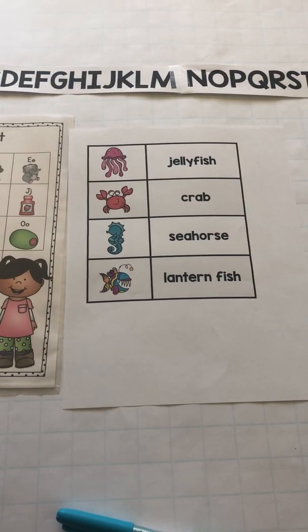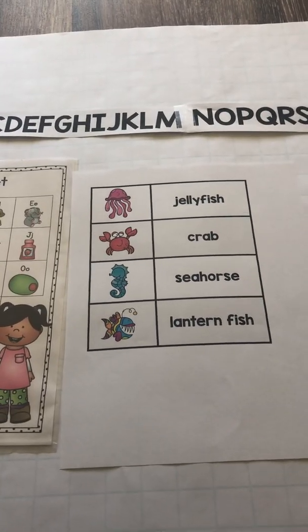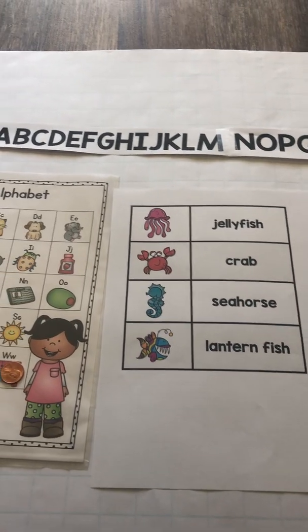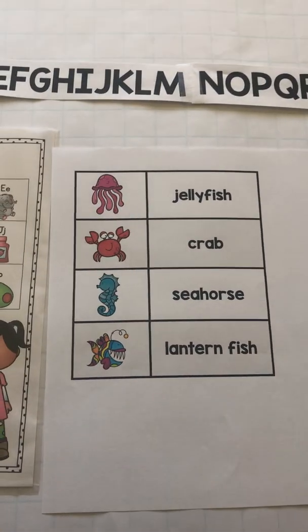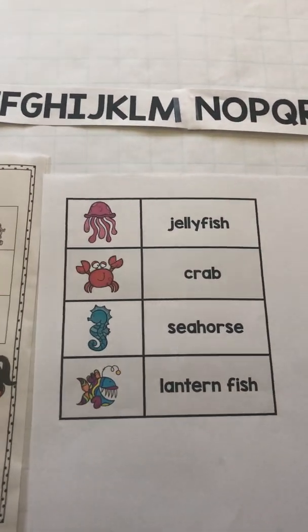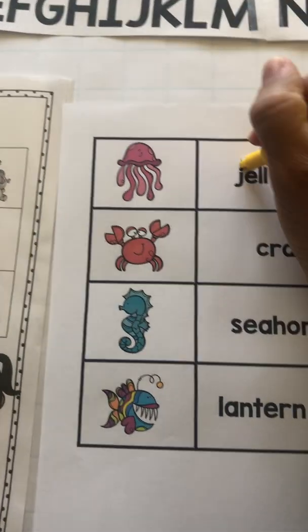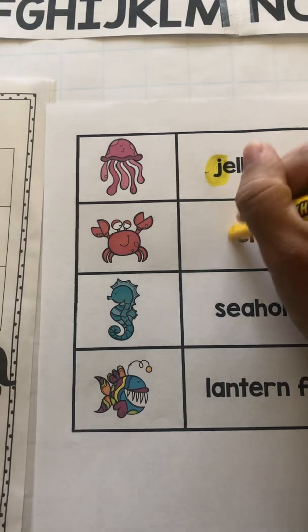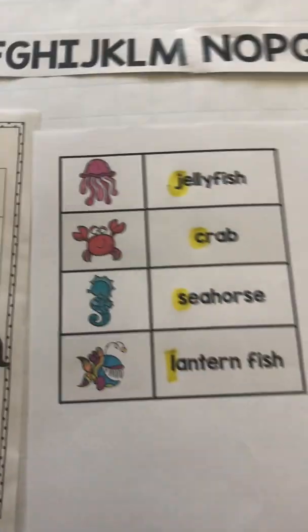Use that, okay? So these are my next words: jellyfish, crab, seahorse, and lanternfish. Now, like I said, I like to use my pennies or any sort of small object to keep track of the letters. You could mark on it, but I like to reuse the same one over and over, okay? So, first things first, mark the first letter in each word, okay? So, jellyfish, J, crab is C, seahorse is S, and lanternfish is L.